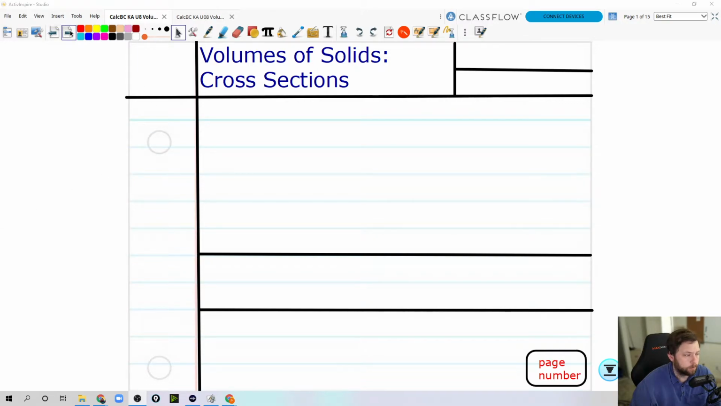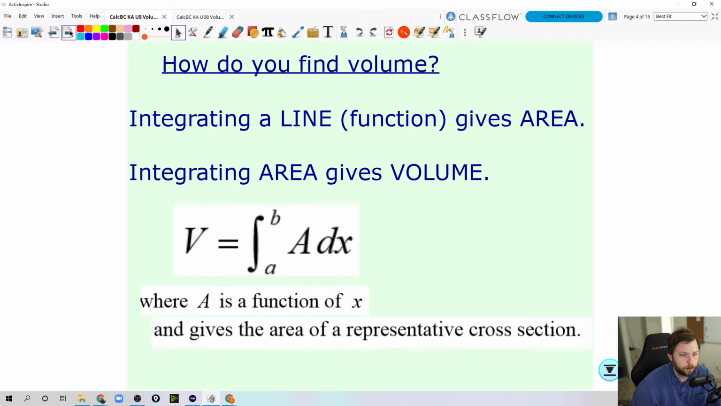Volumes of cross sections. Let's begin. So, a little backstory: how do you find volume? And I like to think about it like this.